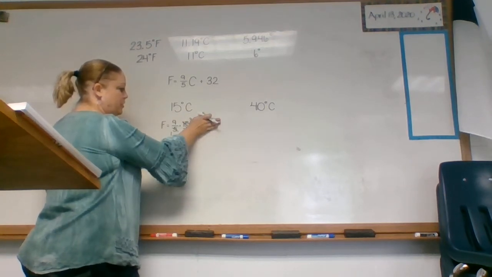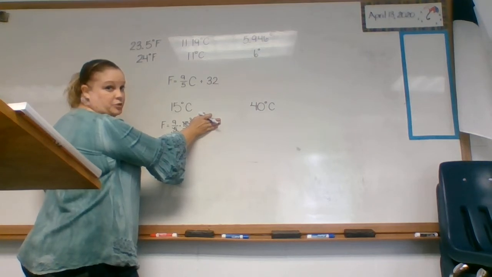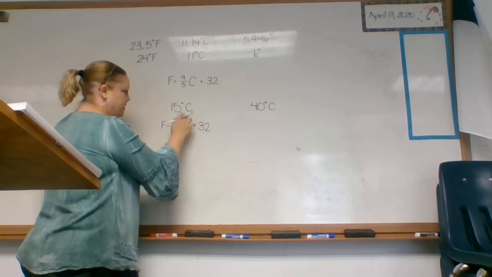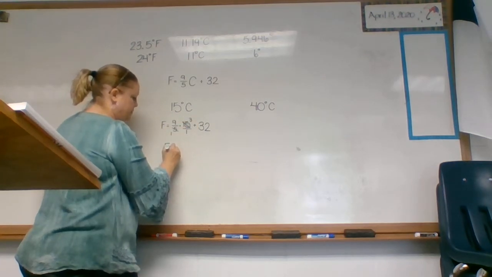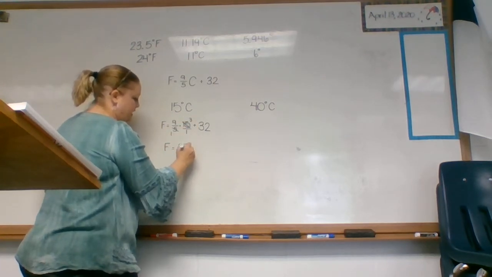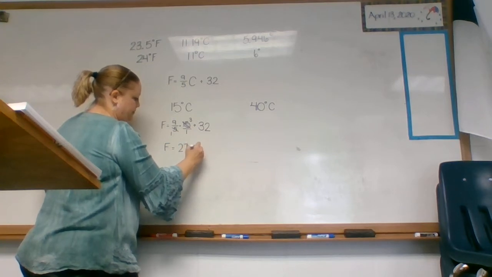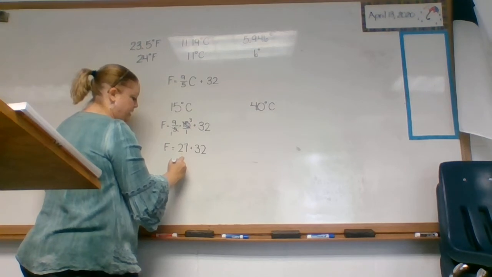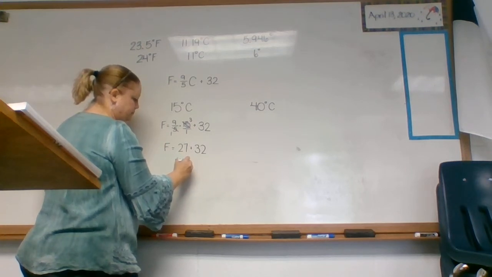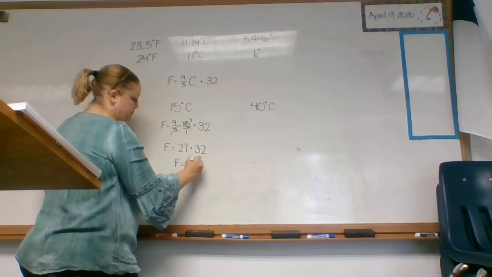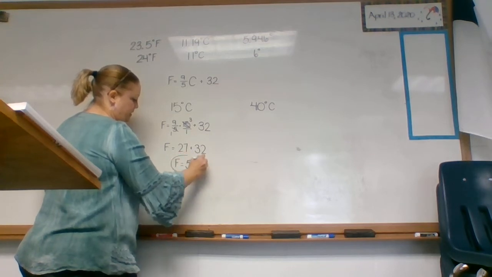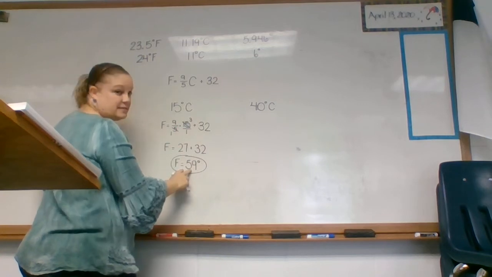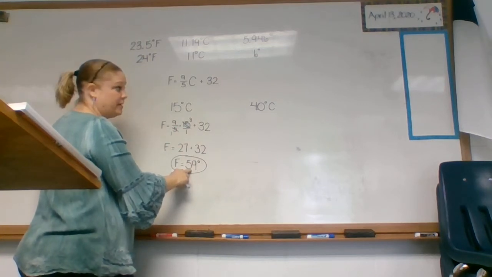Let's do this part first before we get to the next step. We're doing order of operations when we're solving. So Fahrenheit, we've got 9 times 3 is 27, which is over 1, so we just have 27, plus 32, so our Fahrenheit temperature is 59 degrees. So 15 degrees Celsius is the same as 59 degrees Fahrenheit.